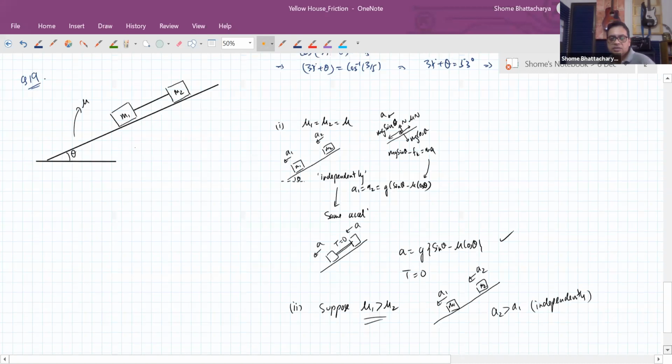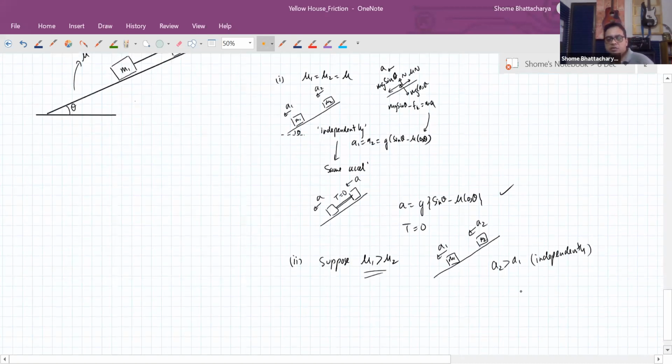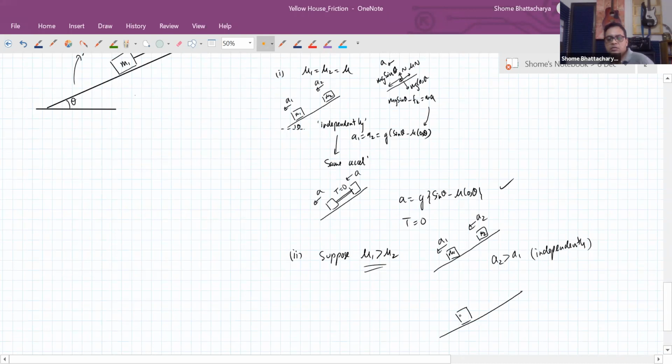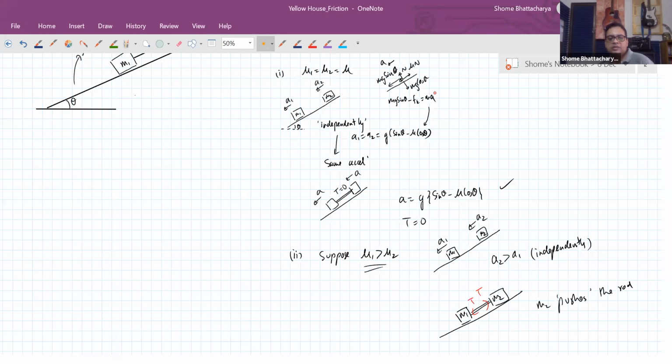So in this case, if you connect them by a rod, M2 has a tendency to accelerate more, no? Because its coefficient of friction is less. So M2 pushes the rod. So the direction of tension will be outwards, which cannot happen if it's a thread, but because it's a rod, it can happen. Now we can calculate what this acceleration is by making the individual FBDs.